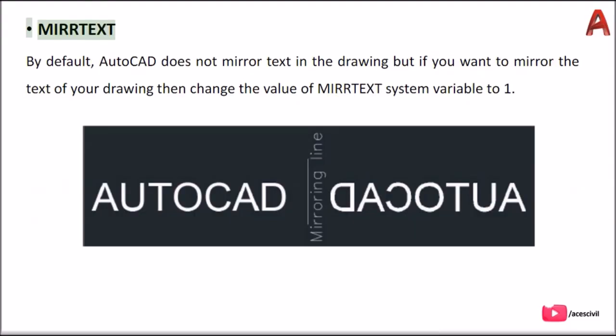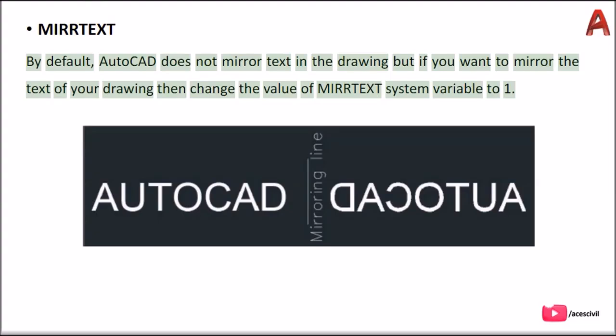Mirror text. By default, AutoCAD does not mirror text in the drawing, but if you want to mirror the text of your drawing, then change the value of the mirror text system variable to 1.